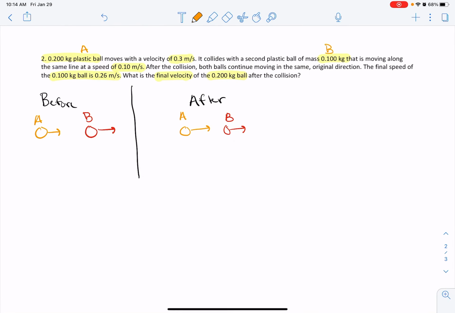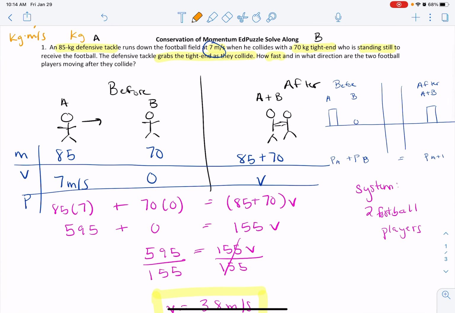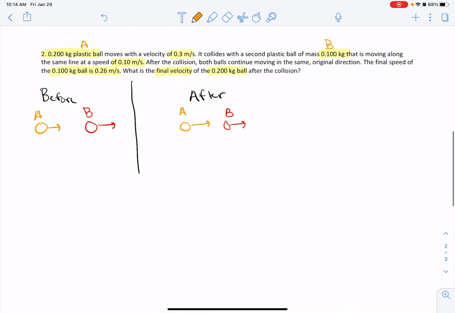Notice that in this one, it doesn't say anything about sticking together or holding on or grabbing on or anything. That means these balls are still separate, which means they're going to have separate velocities. So we have A, B, and then A, B, not A, B, and then A plus B. The A plus B, like we did in number 1, is because that one said it grabs them, so they stick together. That's for if something sticks together. Here, there's nothing sticking together, so we're going to keep them separate.